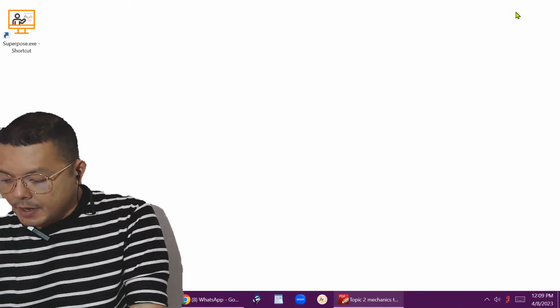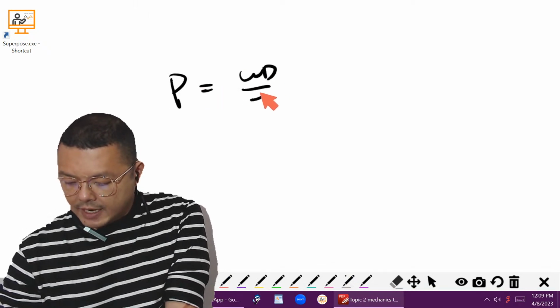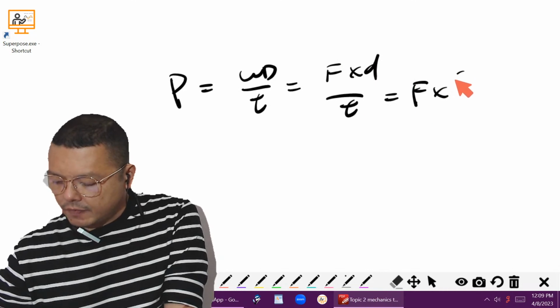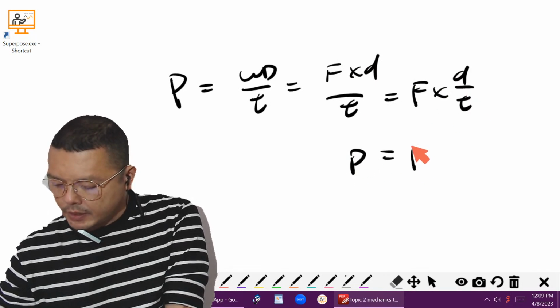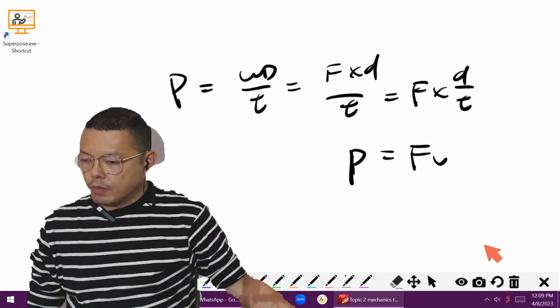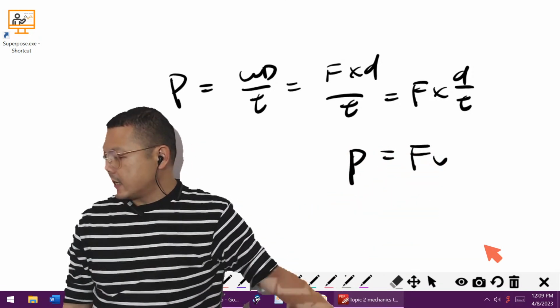Let me manipulate power now. Power is equal to work done over time. Work done is force times distance over time. Split the equation: force times distance over time. Power equals force times velocity. Write this down. So for a moving car, power equals the driving force times the velocity of the car.